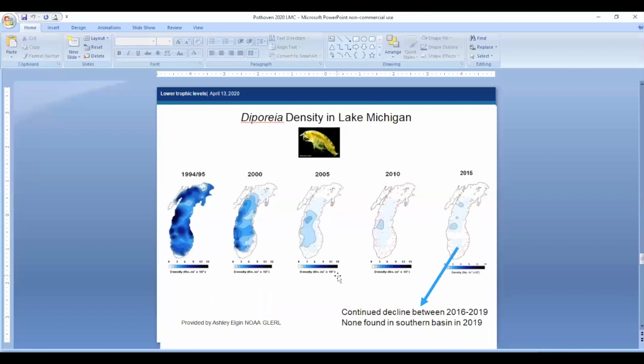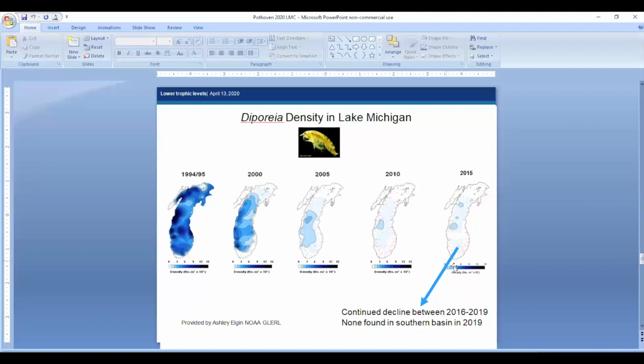Next, looking at Diporeia density, the main part of this plot is probably no different than what you've seen before. I just put it up for two reasons. One, you can see it goes on a 5-year progression. So this year, 2020, is supposed to be the year for the new lake-wide survey. Where that stands right now, I'm not sure. But 2020 is supposed to be the year for the lake-wide benthic survey.